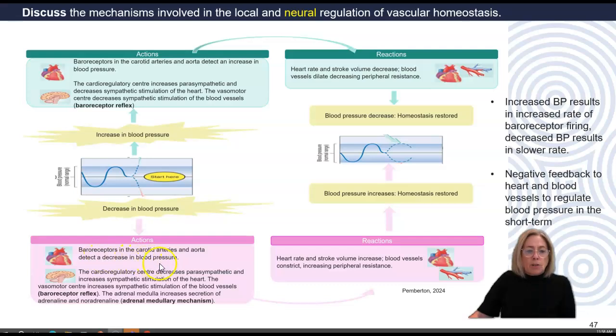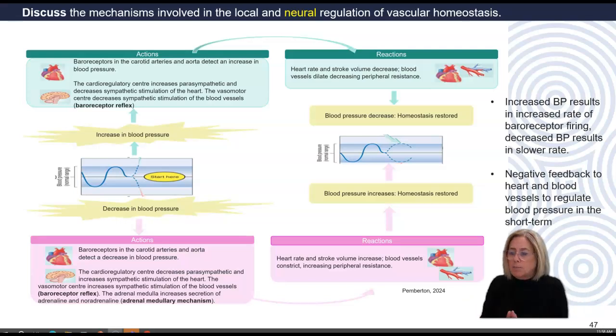The baroreceptors in the carotid arteries and the aortic arch detect that decrease in blood pressure. The cardioregulatory center decreases parasympathetic and increases sympathetic stimulation of the heart. And we know we want that, right? And the vasomotor center increases sympathetic stimulation of the blood vessels.